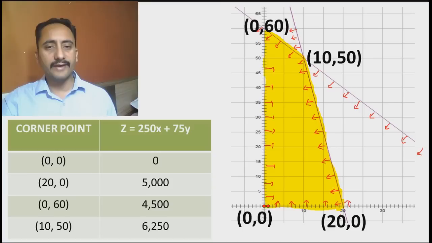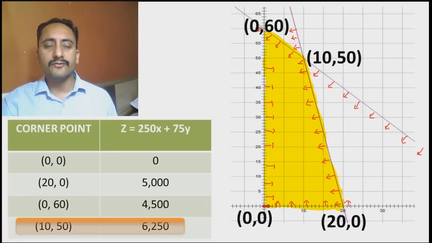And in case x is 0 and y is 60, means he goes for 60 chairs and no table, the profit will be 4500. And in case he goes for 10 tables and 50 chairs, the profit will be 6250, which is the maximum profit. So comparing these values of z, we will get the answer, the maximum or the minimum value, whatever is required in the question. In this case, the maximum value of z is 6250 for x equal to 10, means number of tables equals 10 and number of chairs equals 50.